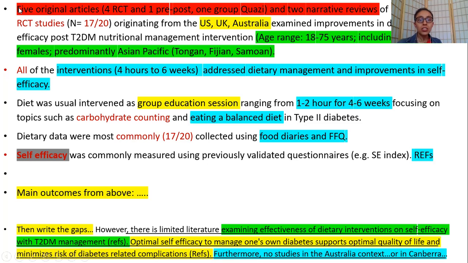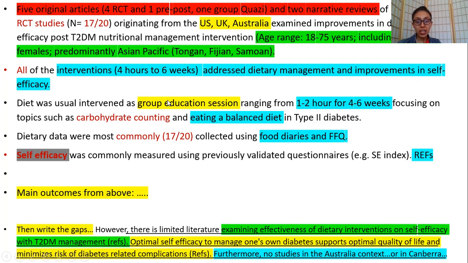So then I say all of the interventions, meaning all of these studies, and I have given you a range. What was the range of these interventions? Some studies did interventions for only 4 hours, and some went up to 6 weeks. So I've given you again the minimum and maximum range of these dietary interventions. They address dietary management and improvements in self-efficacy. So that is my IV, that is my DV: diet, IV; self-efficacy, DV.